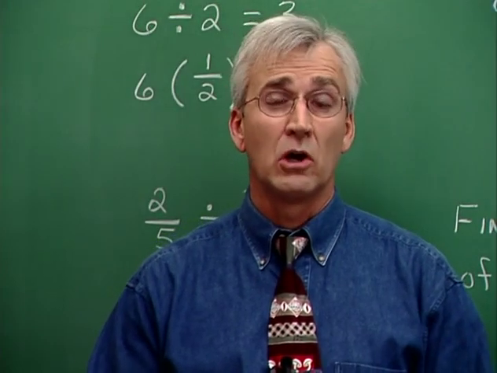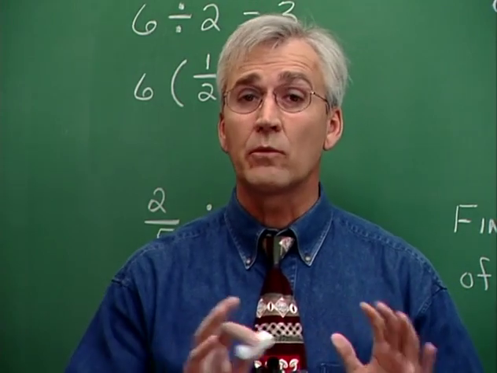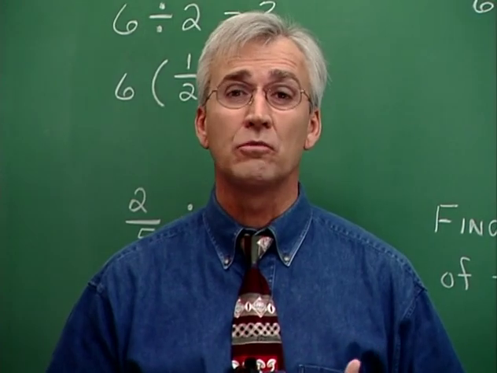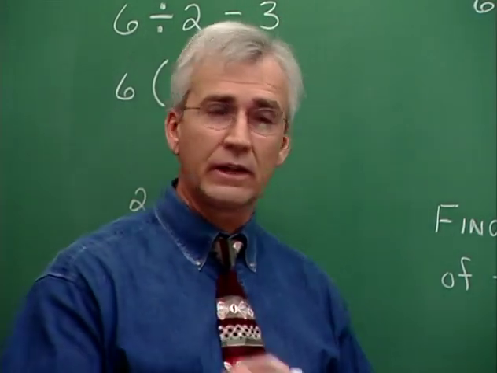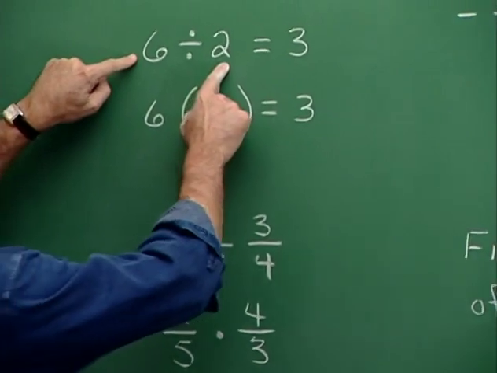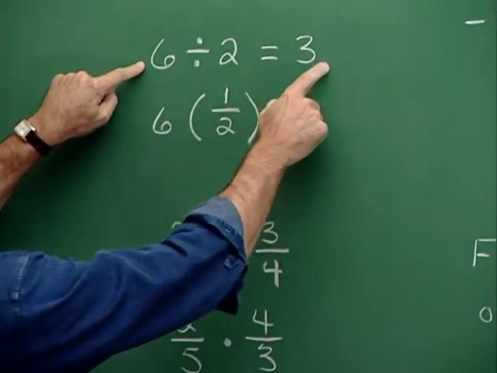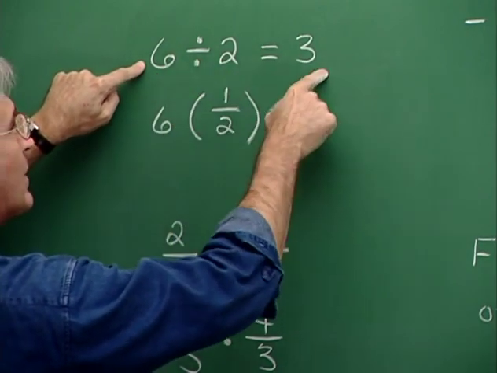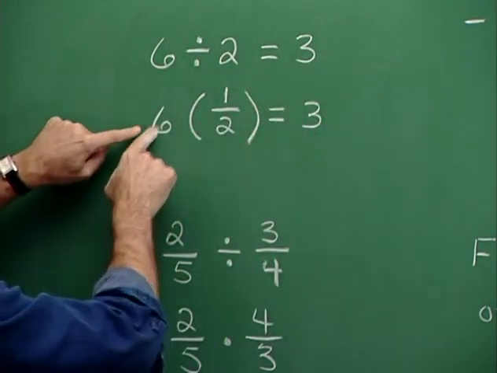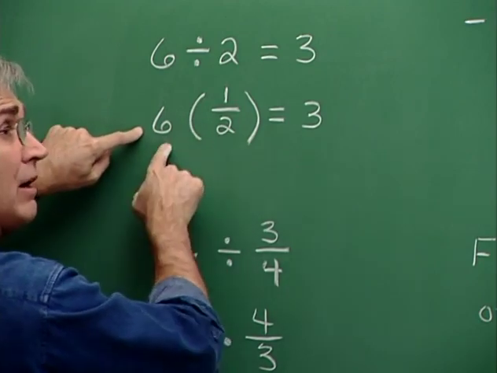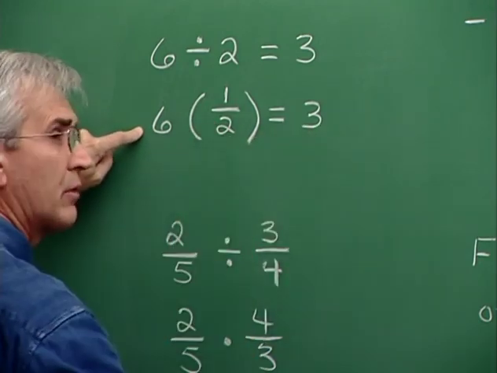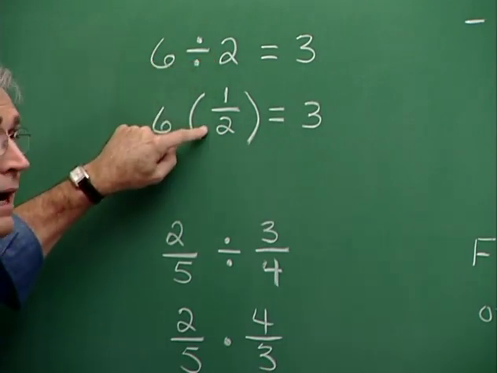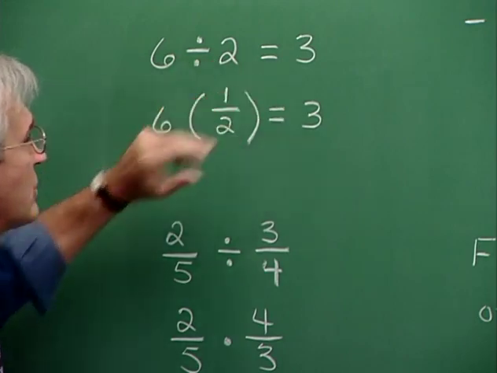Division is related to multiplication, and we use that relationship in order to change division problems into multiplication problems. Look at this pattern. 6 divided by 2 is 3. So when we divide by 2, we take 6 and divide by 2, we get 3. But we also know that 6 times 1/2, half of 6, is also 3. It turns out that dividing by 2 and multiplying by 1/2 will give us the same result.